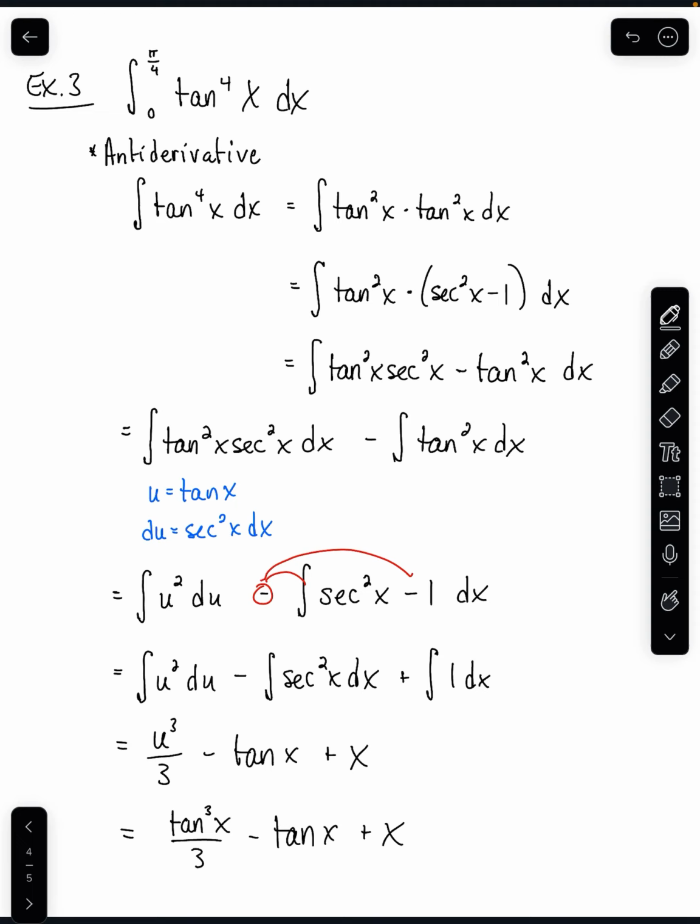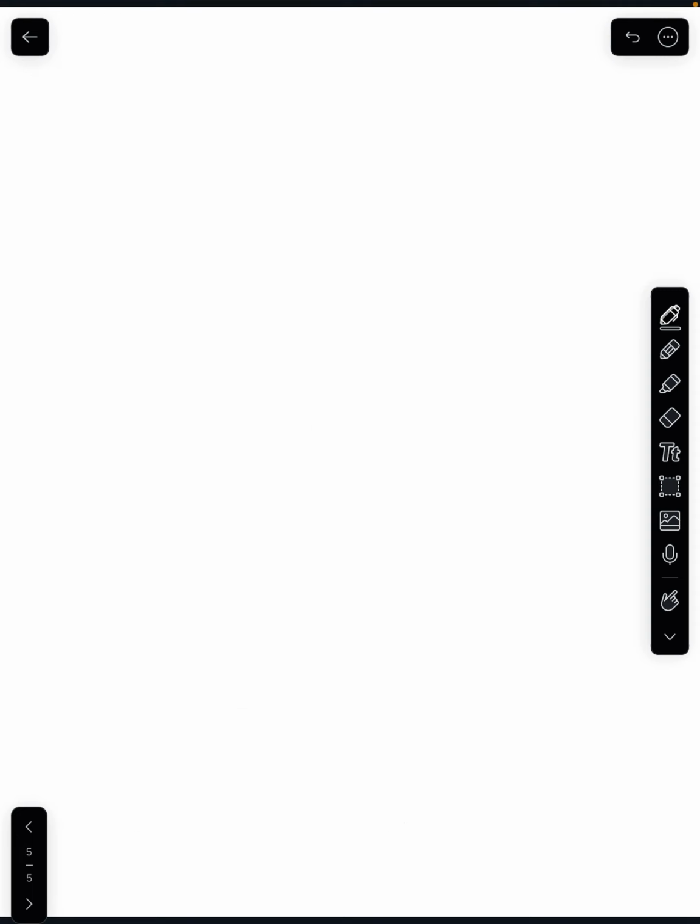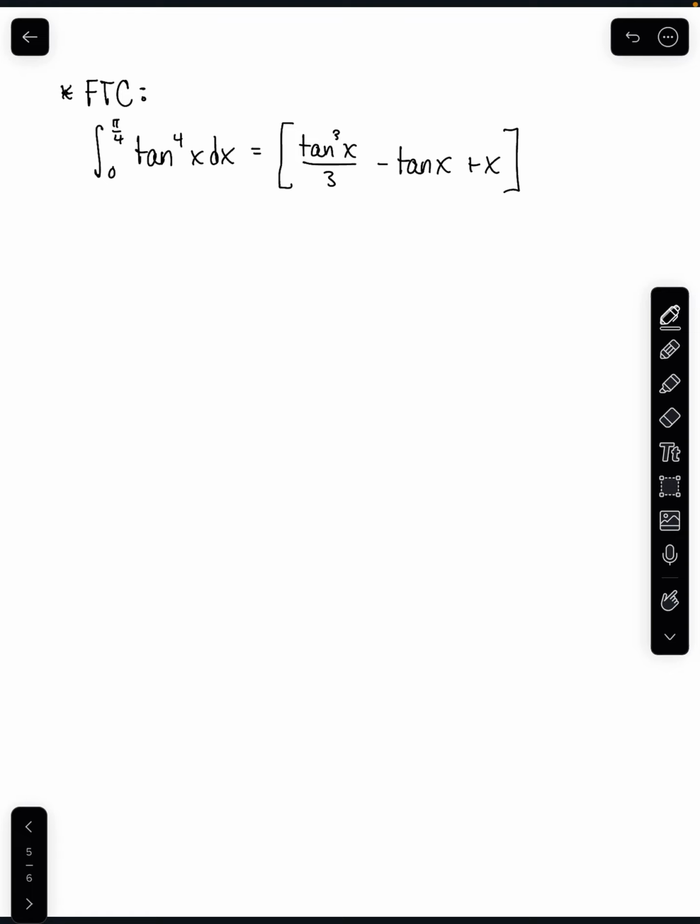We can now apply the fundamental theorem of calculus to evaluate the definite integral. So the definite integral from 0 to pi over 4 of our original integrand, tangent to the fourth of x dx, is now going to be equal to the antiderivative, tangent cubed of x over 3, minus tangent of x plus x, evaluated at pi over 4, minus the antiderivative evaluated at 0.